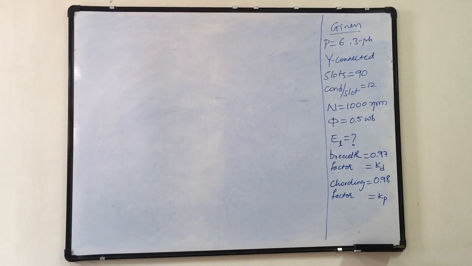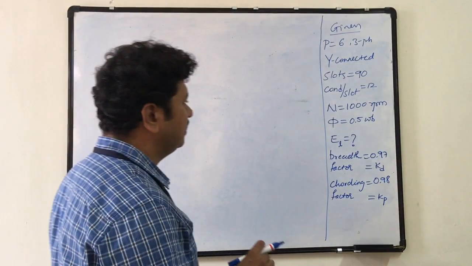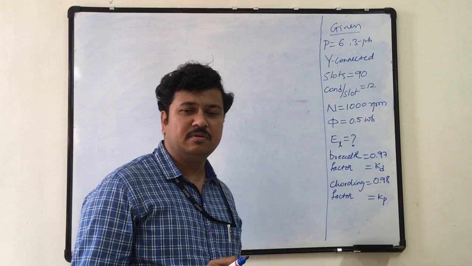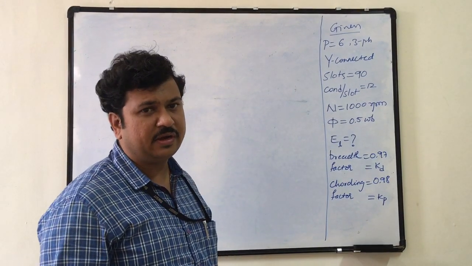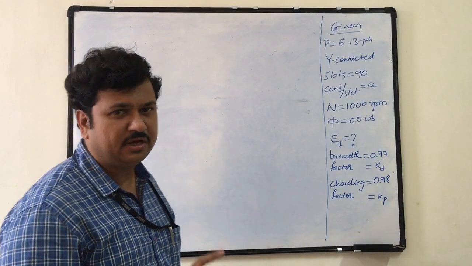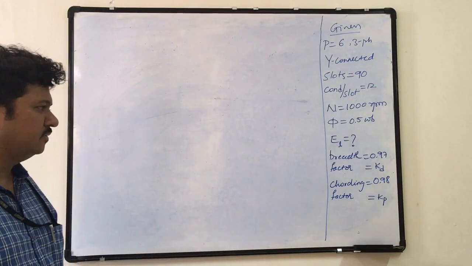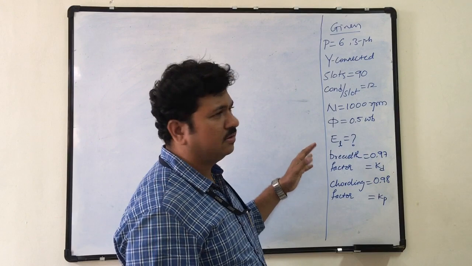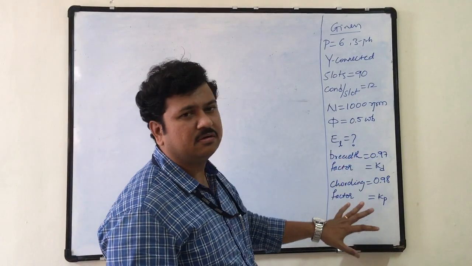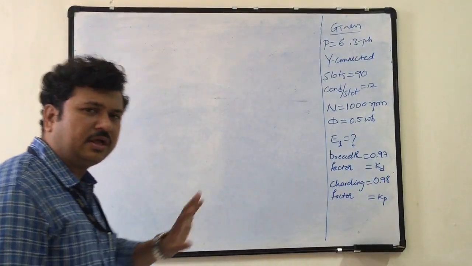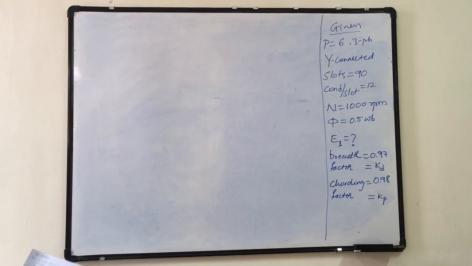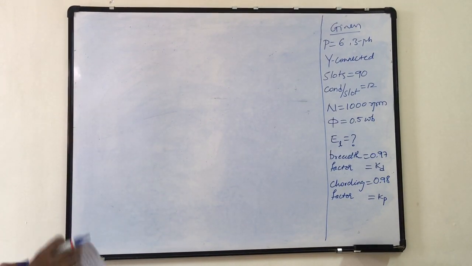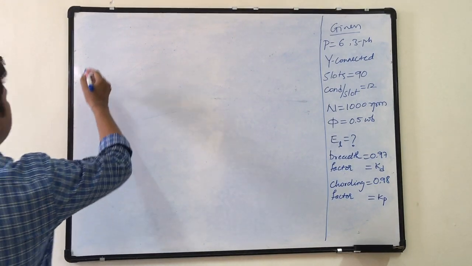And if there is sufficient input to calculate the pitch factor and distribution factor, we should calculate it. That is very much important. Okay. But here there is input to calculate and also the things are given directly. So I will consider it as it is. Okay. So with the given values I will take it. Now I need to find out what is EL.